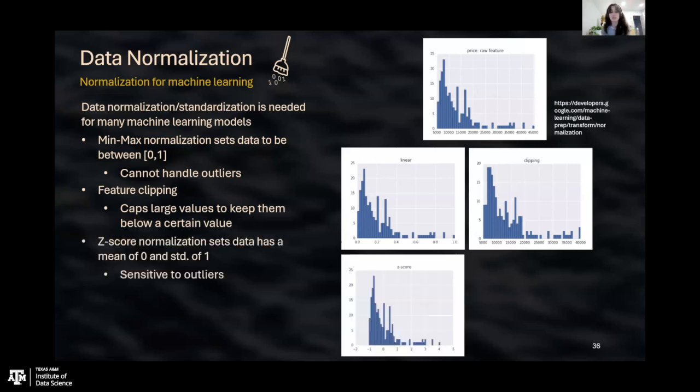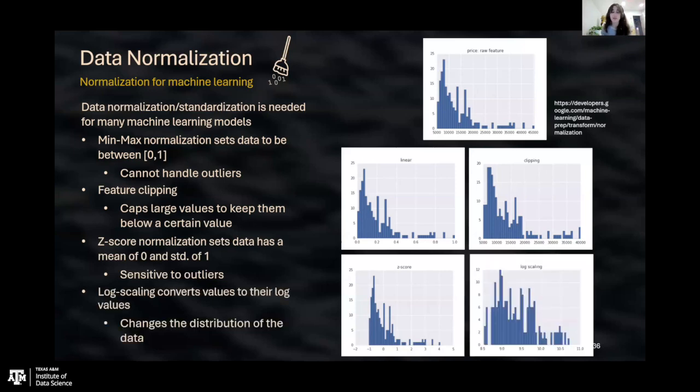Z-score normalization could be used for not perfectly normally distributed data, but it is sensitive to outliers. And then there's log scaling. If you have data that's log distributed, considering log scaling your data for the normalization could be a good approach.